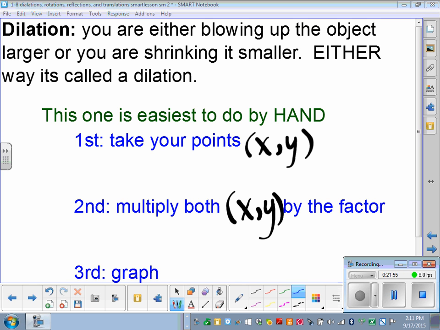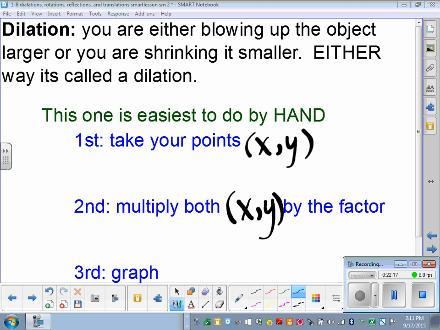Every year it never fails that I have a student say, well, that wasn't dilated, it got smaller. But we can have dilations that get smaller. Does that make sense? So you can have a dilation that takes an object and makes it bigger, or you can have a dilation that makes the object smaller. Either way, you do the same thing.